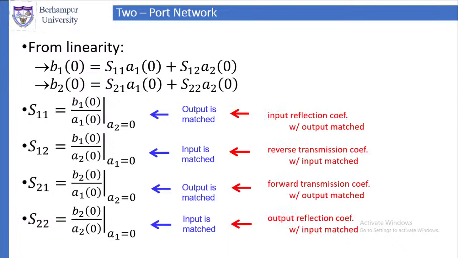Now by output port matched, what do you mean? The input reflection coefficient is with respect to the output being matched. Similarly, the reverse transmission coefficient is with the input port matched. The output is matched in the S21 case, the forward transmission coefficient. Similarly, the output reflection coefficient is with respect to the input being matched.